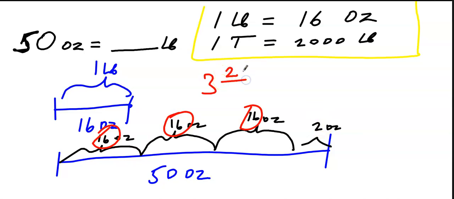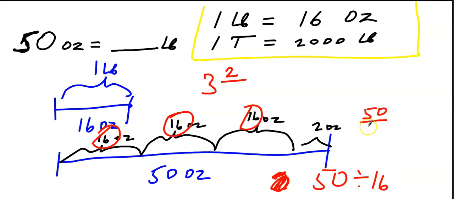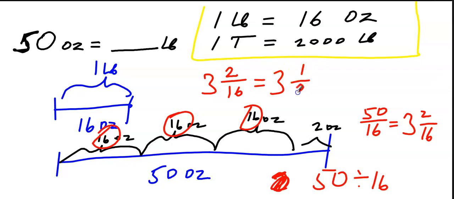The problem is like this: 50 divided by 16. 16 goes into 50 3 times. The remainder is 2. But you are dividing by 16, so 16 is going to stay as your denominator. So this denominator is still 16. After that, you can simplify it to 3 and 1/8. So the answer is 3 1/8 pounds.